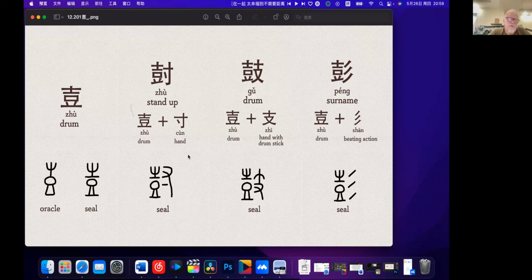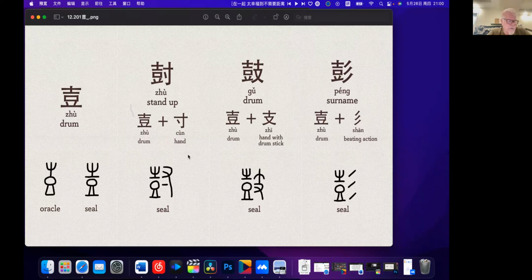It means to stand up. The dogs are excited about something. So back to the character ju, it means to stand up.